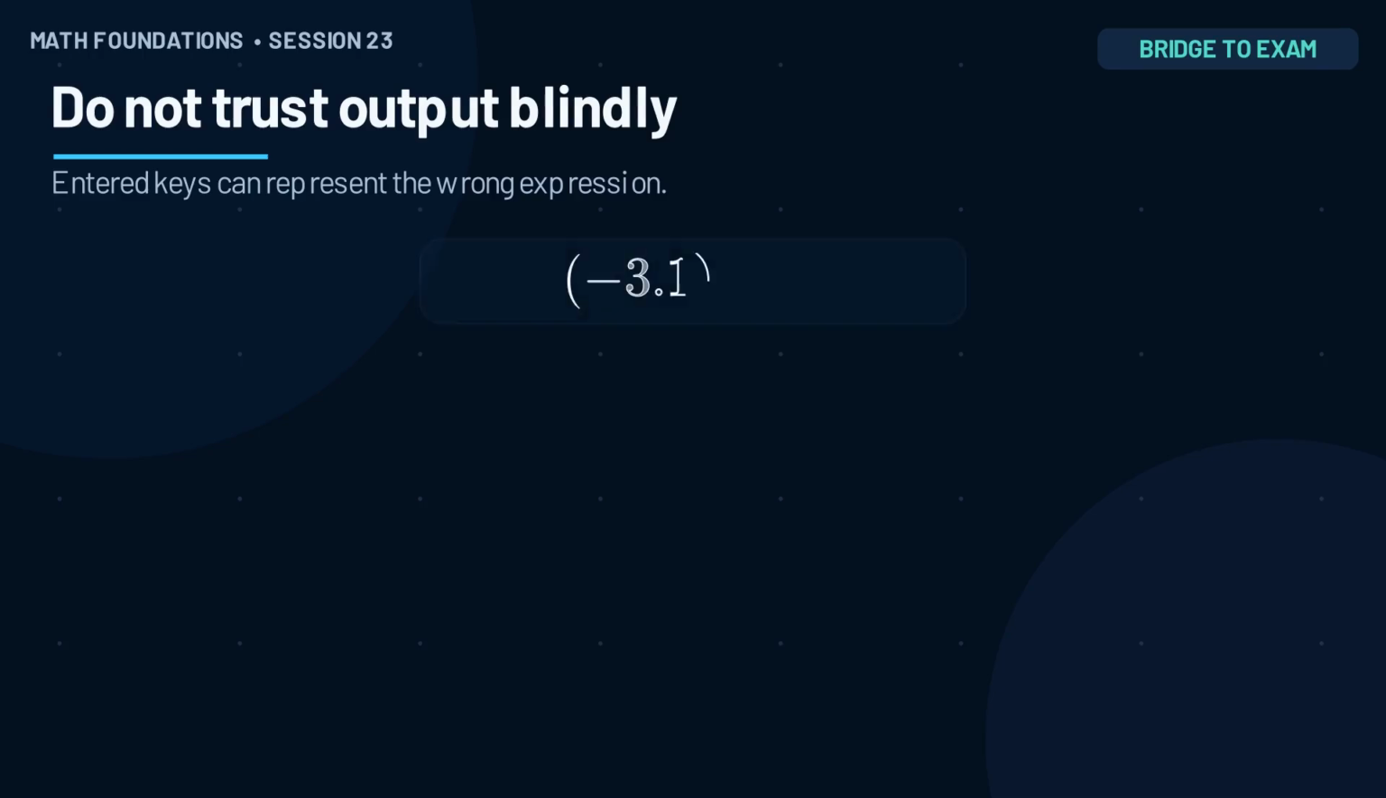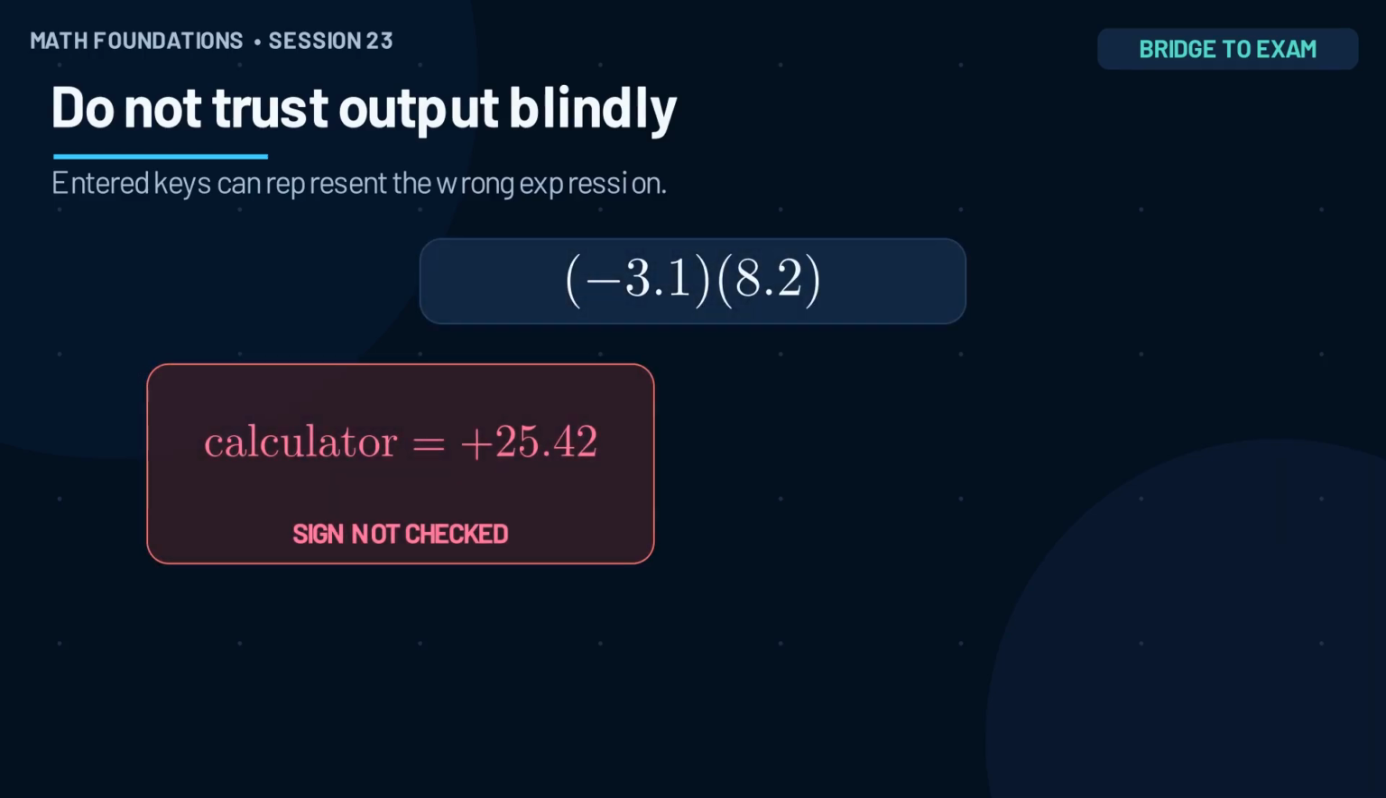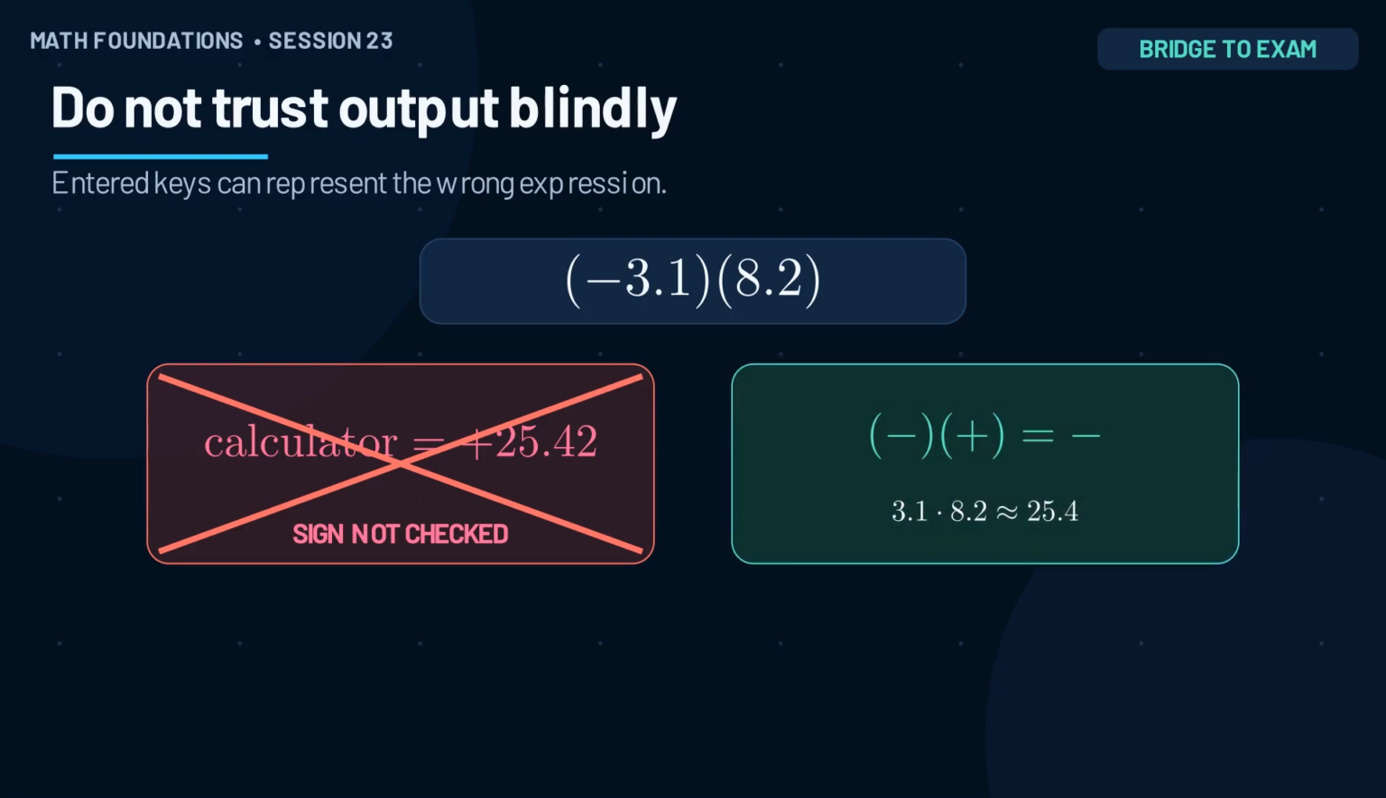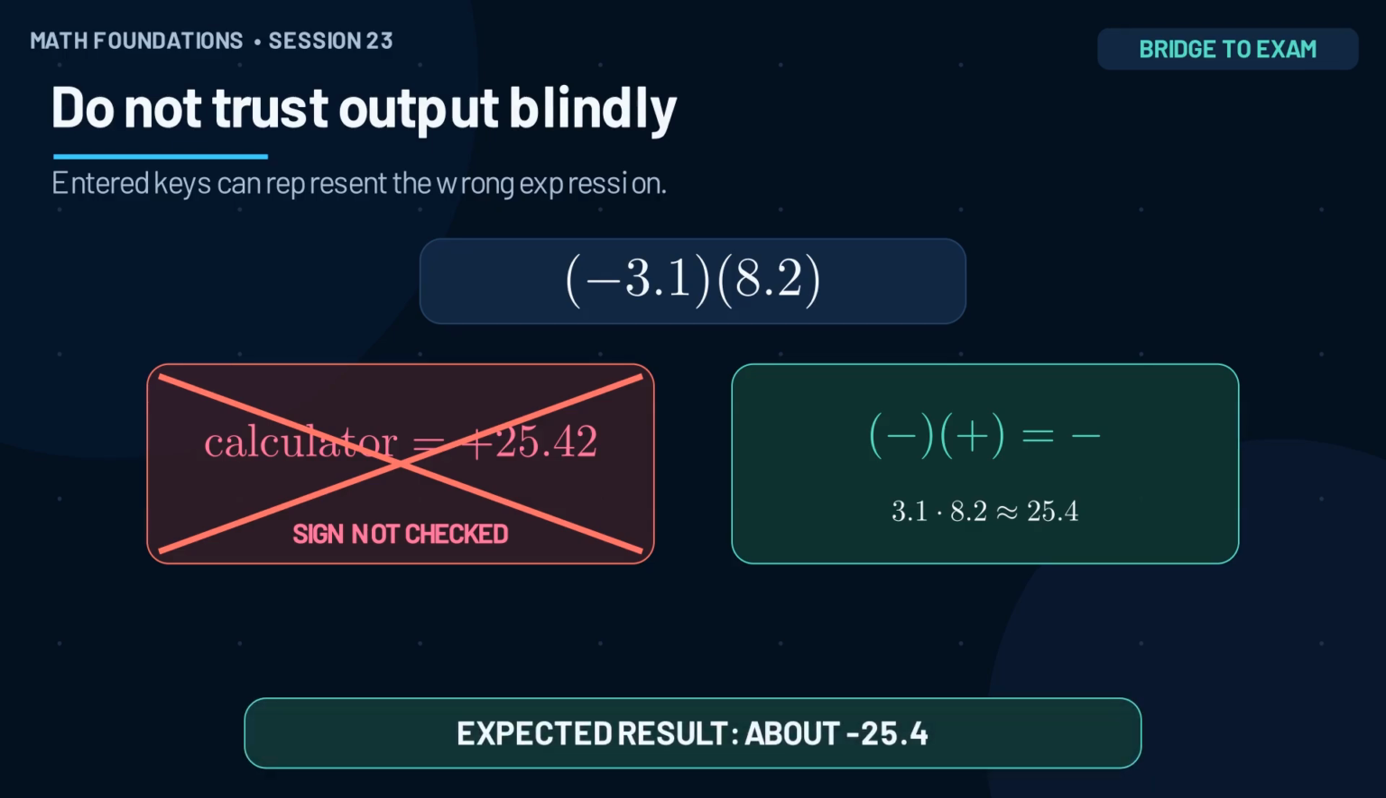Common error is trusting calculator output without checking direction and scale. A calculator follows the entered keys, not the intended mathematics. Use the correct method. Compare the output with an expected sign, approximate size, and inverse operation. Therefore, the first failed check identifies whether the error is sign, decimal, reciprocal, or entry order.